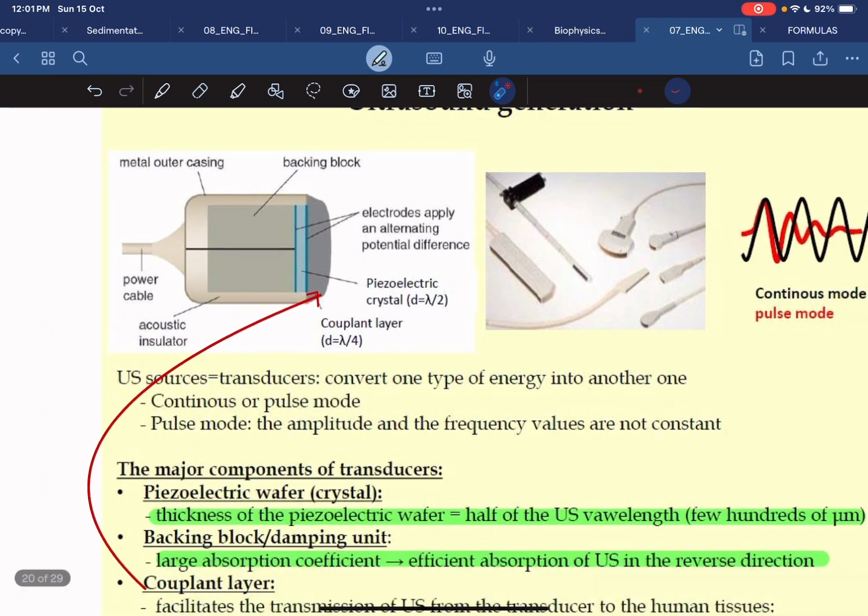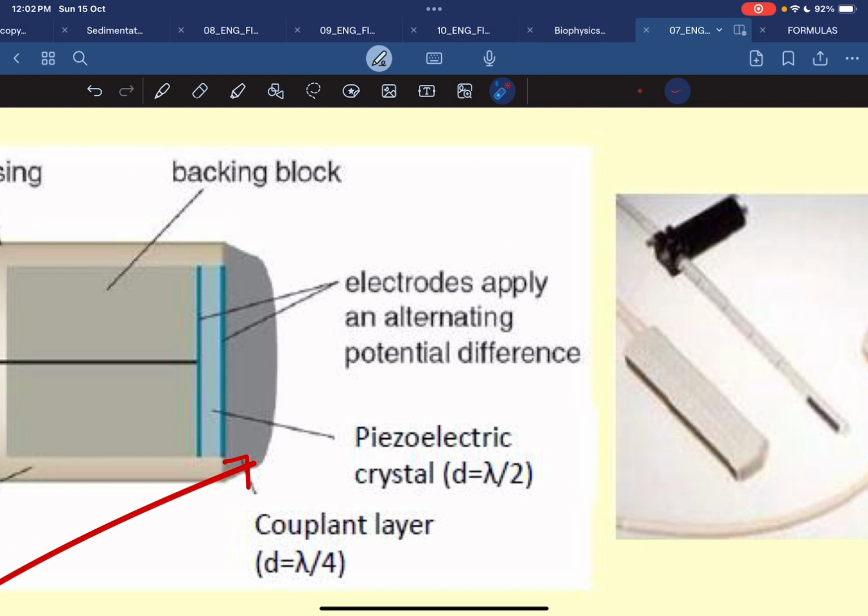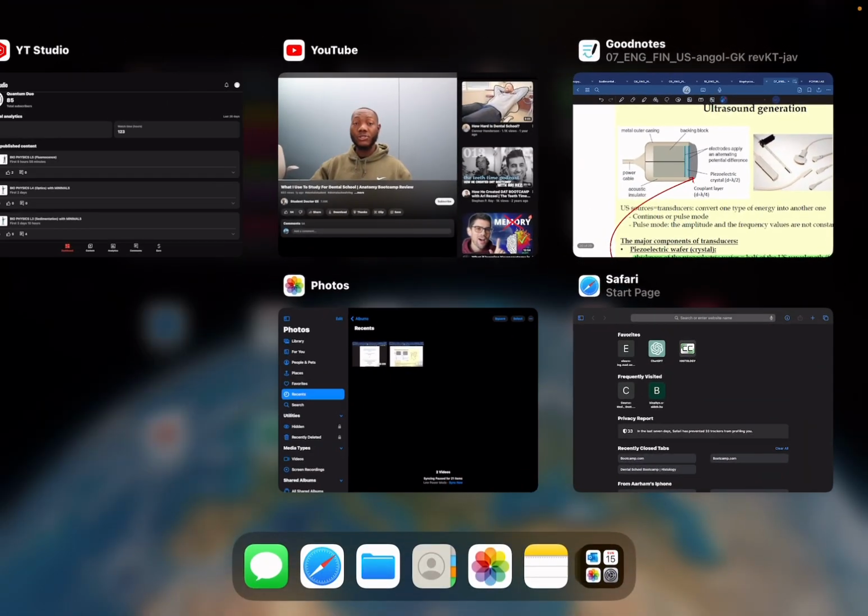And then there's the couplant layer. This is the couplant layer, the layer that makes contact with your skin. Now the thing about this is the attenuation.